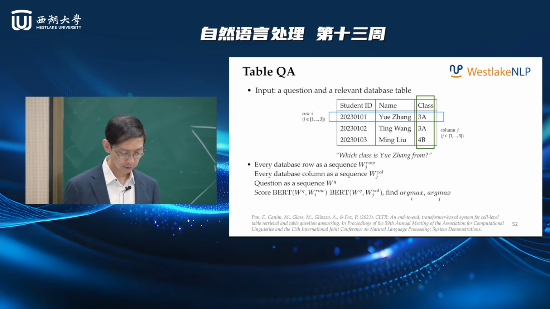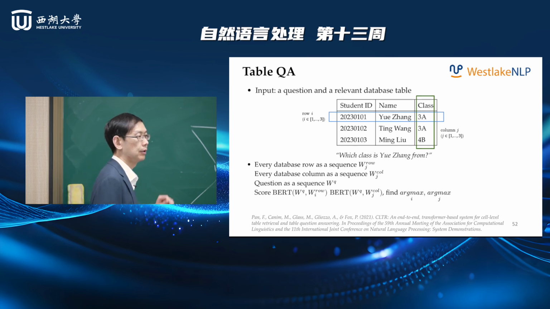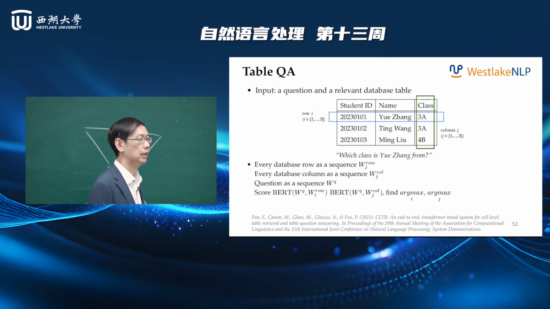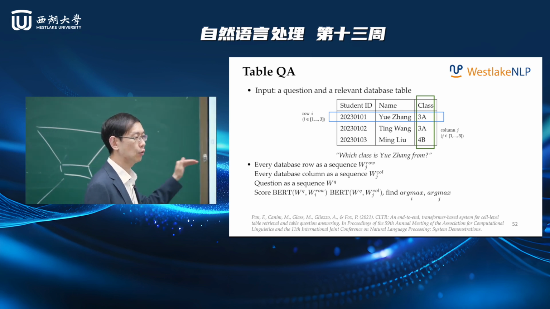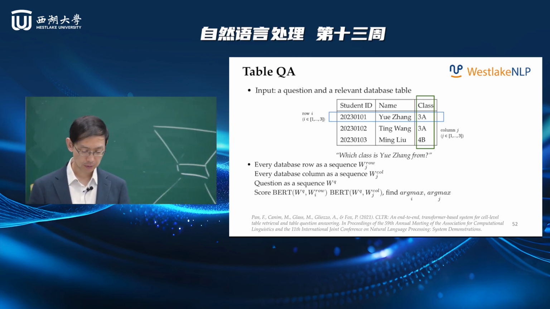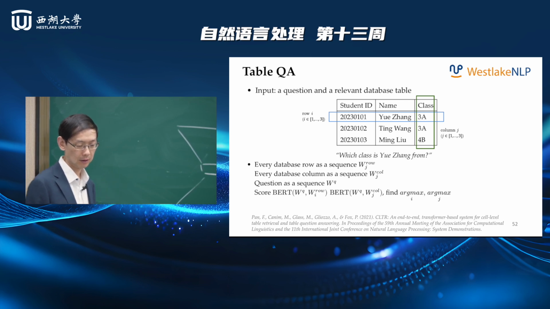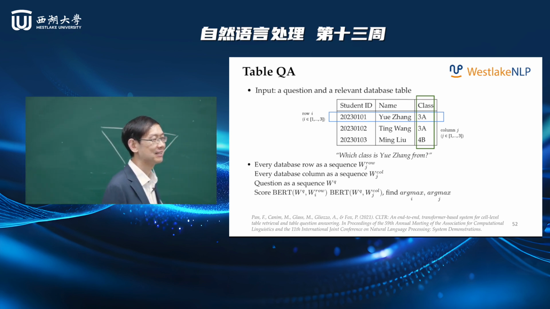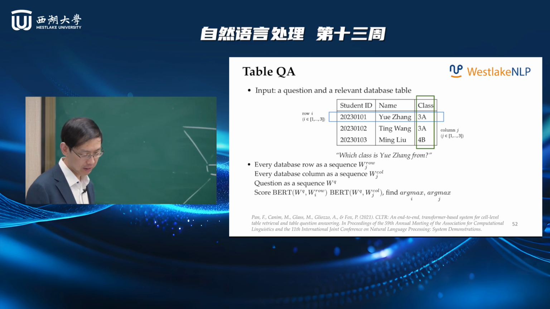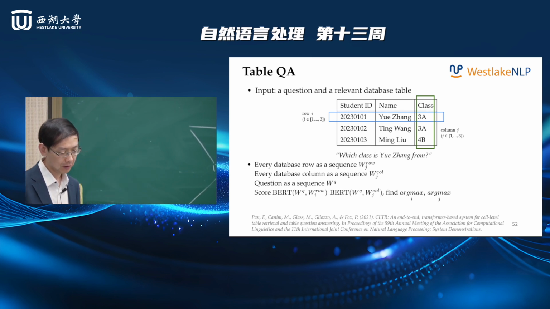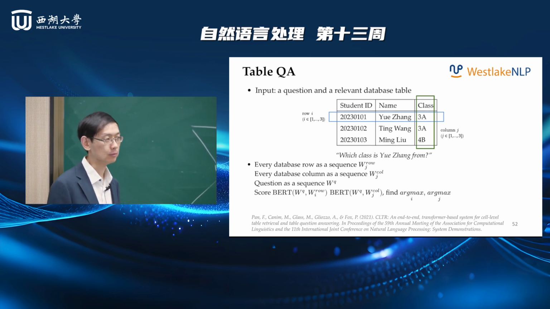Next, let's look at another interesting structure prediction task called table QA. What is table QA? This is even a little bit in the bridge between NLP and database. So you have a question, you have a database table. In this case, the database table contains a lot of student information. And suppose that a student is named Yue Zhang, and he is from class 1A, and his student ID is 2023-0101. And then the question is, which class is Yue Zhang from?